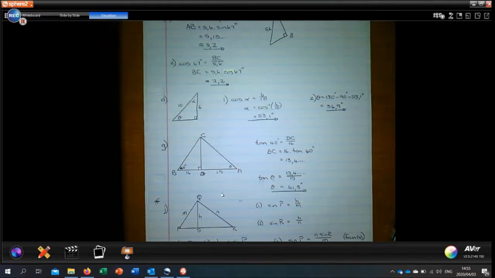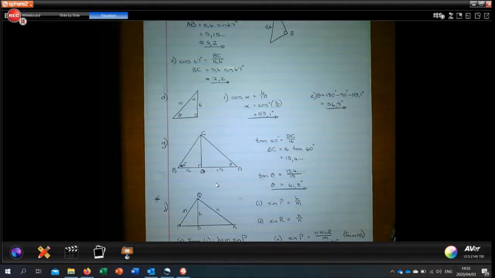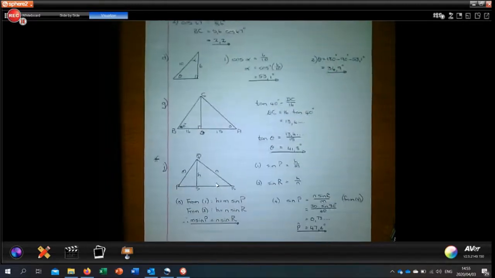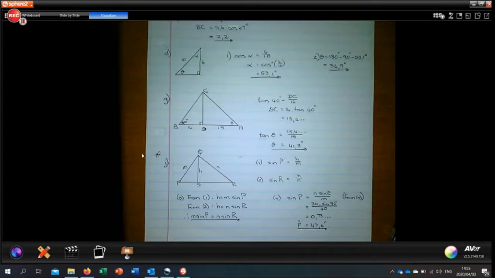Number G is very similar to the example that we did yesterday. There you have tan 40. You first had to calculate DC and use that DC to calculate angle theta, because to calculate angle theta I don't have enough information in this triangle. That's the reason why I first had to calculate this one.